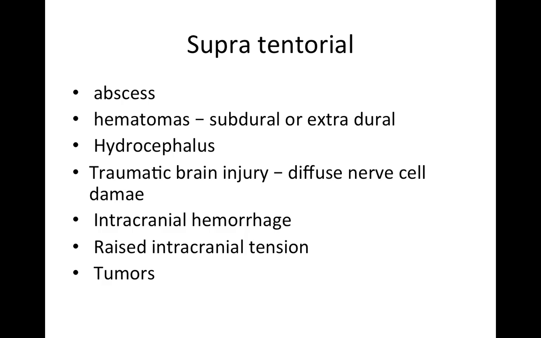Supratentorial causes include abscess, hematomas, which could be subdural or extradural. Subdural hematomas are more serious than the extradural ones. Hydrocephalus, traumatic brain injury, which I told you, when associated with diffuse nerve cell damage, is the commonest cause of these postures. Intracranial hemorrhage, raised intracranial tension, and tumors.